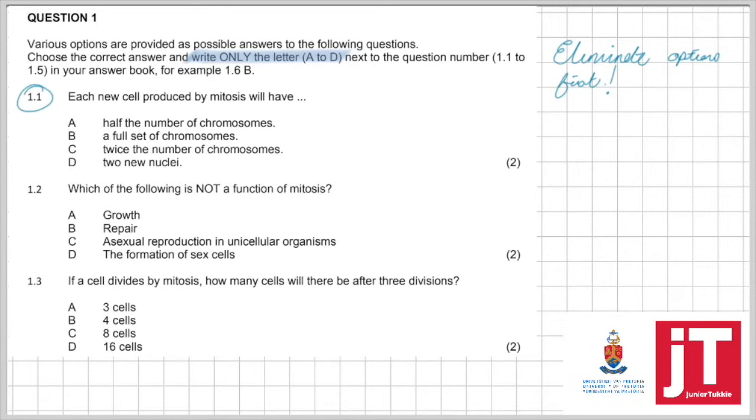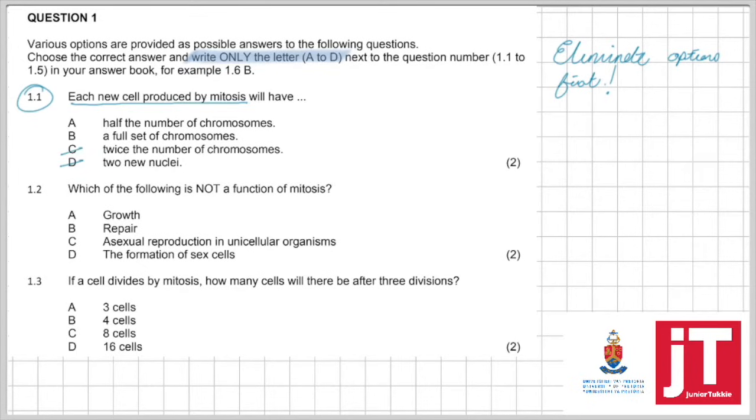Right, so question 1.1. Each new cell produced by mitosis will have. Now let's look at the options. Half the number of chromosomes, a full set of chromosomes, twice the number of chromosomes, or 2 new nuclei. So let's eliminate first what we know to not be correct. Well, we know that mitosis doesn't produce a cell with 2 new nuclei, so we can eliminate option D.